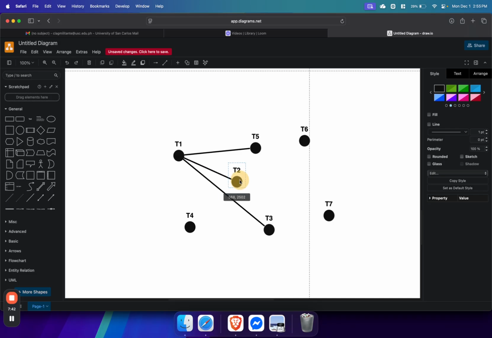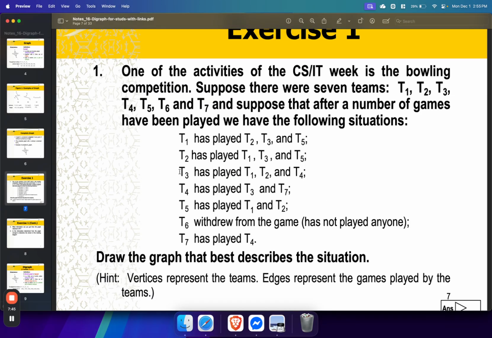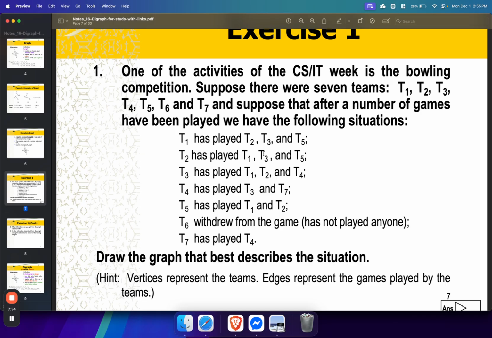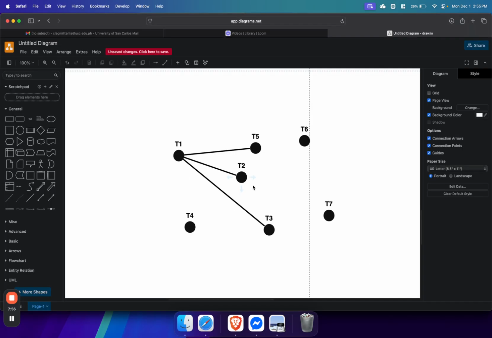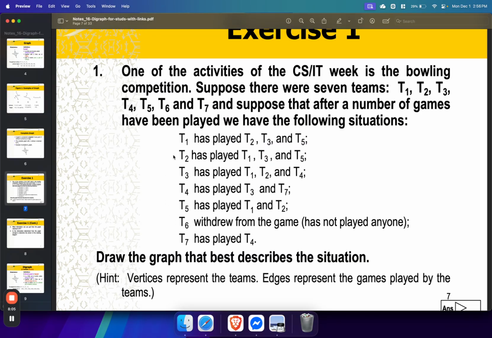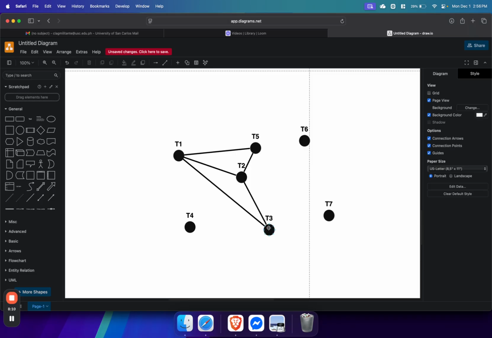So let's just make it prettier by doing something like this. T2 has played T1, T3, and T5. So T2 has already aligned to T1, so that's good. How about to 3 and 5? We don't have that, so let's draw the relationship. So T2 has played T1 and T5 and T3. T3 has played T1, T2, and T4. So T1, T2, and T4.